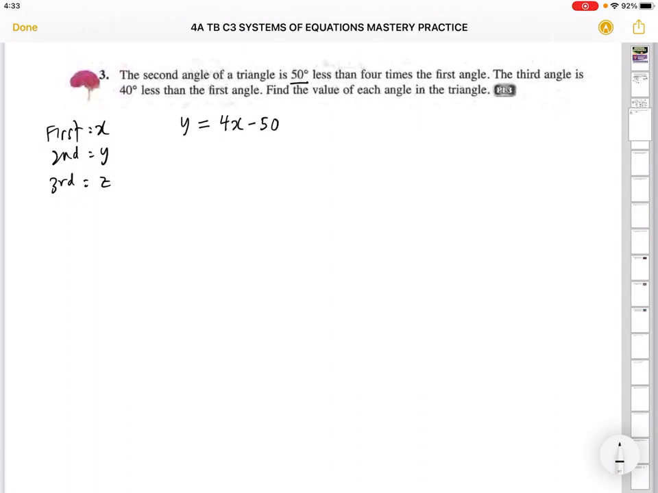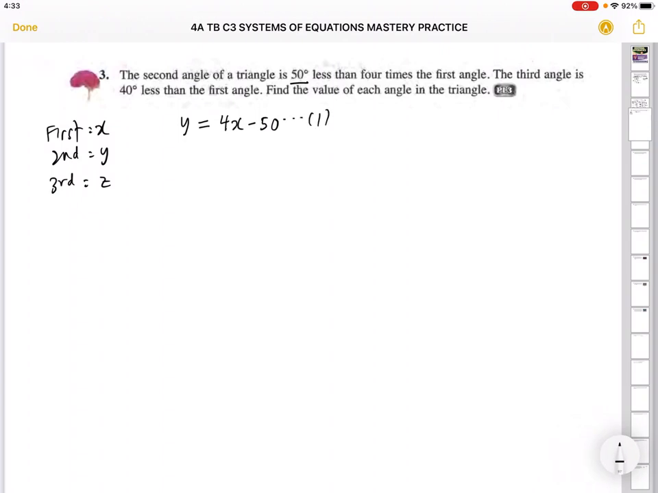Understand? For example, let's say the first angle is 20. 4 times x is now 80. But y is smaller. How much smaller? 50 degrees smaller. So 4x minus 50 will be 80 minus 50, 30. You get the point? It's smaller, so you've got to minus. Okay, so I hope you put the minus on the correct side. Because some people put y minus 50 equals 4x. This is wrong. All right, so this is my first equation.